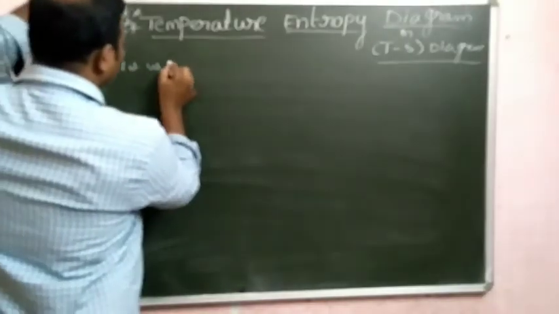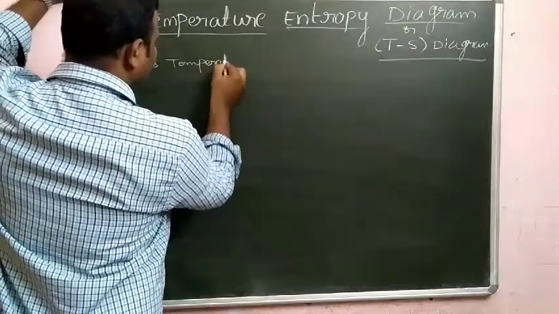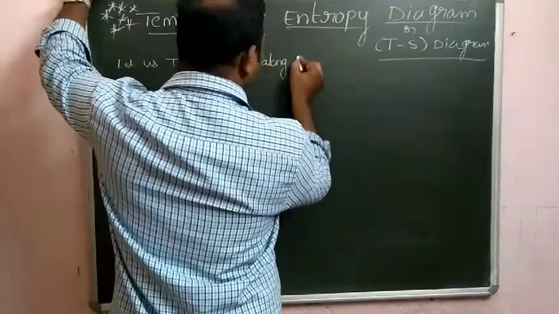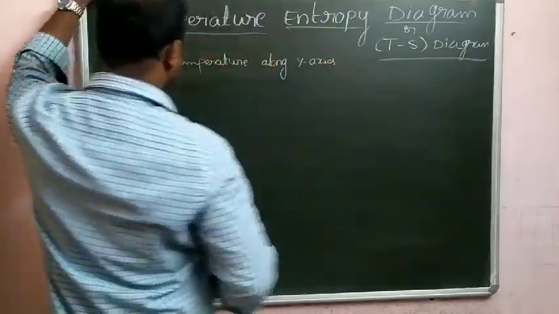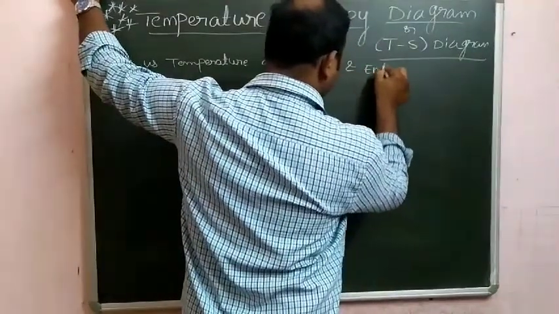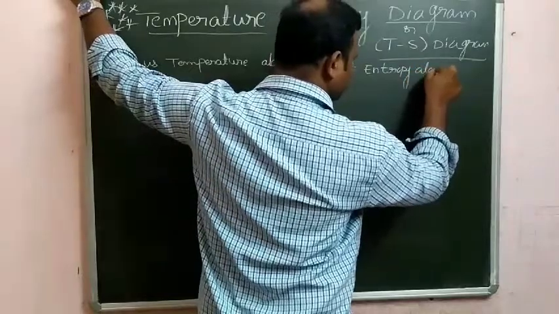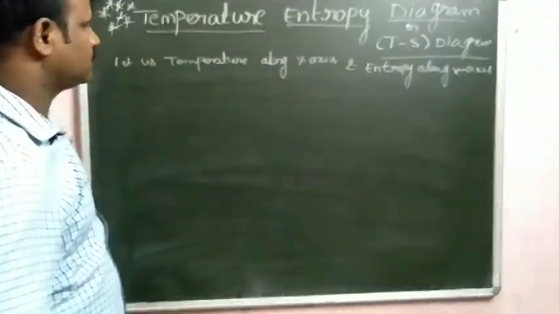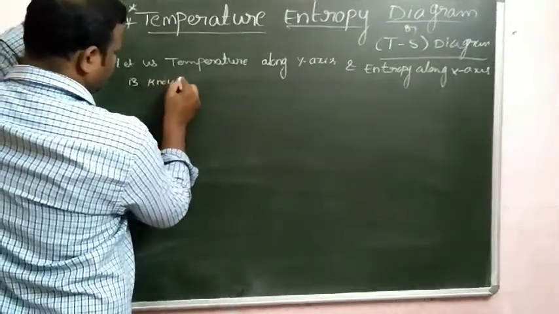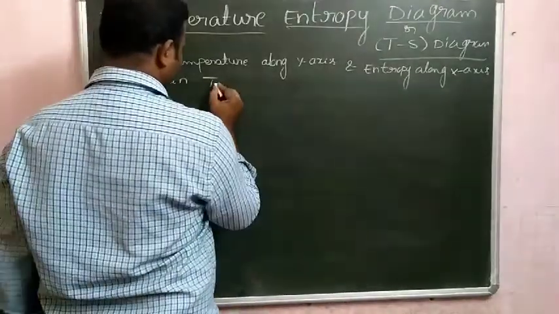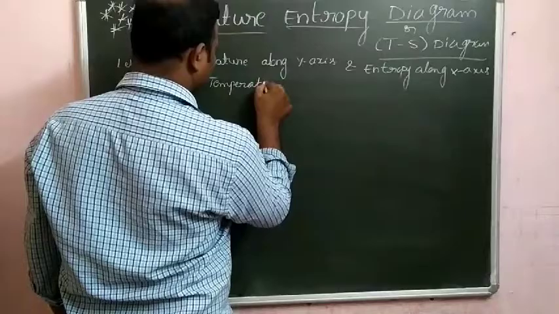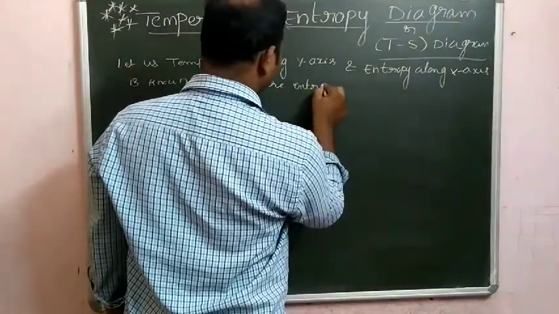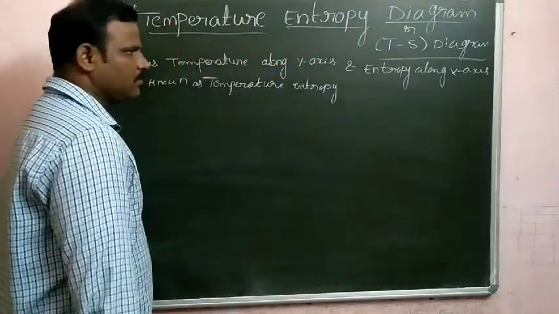Temperature along the y-axis and entropy along the x-axis is known as the temperature entropy diagram. Okay, next one.